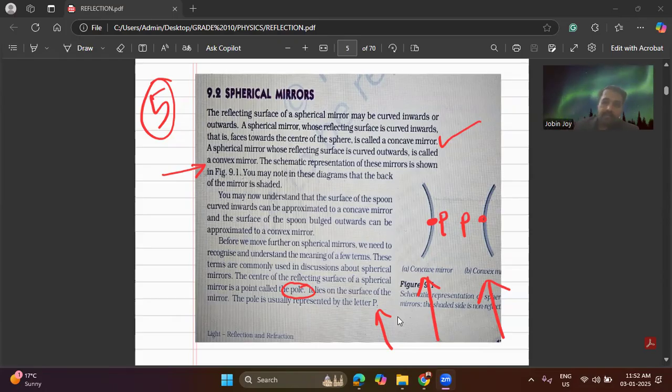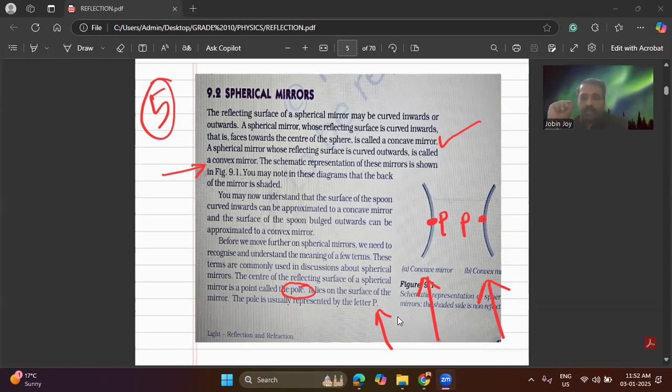Good morning. This video is mainly dealing with the topic light reflection from the subject physics. There are different topics in this chapter. First one is spherical mirrors. There are two types of spherical mirrors. One is concave mirror and another one is convex mirror.